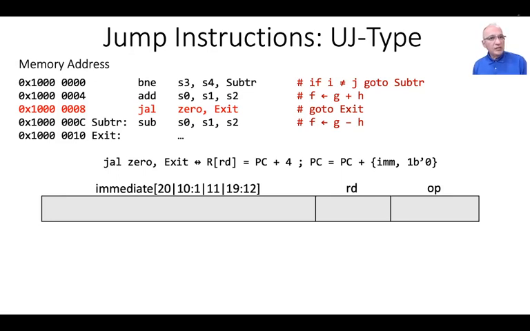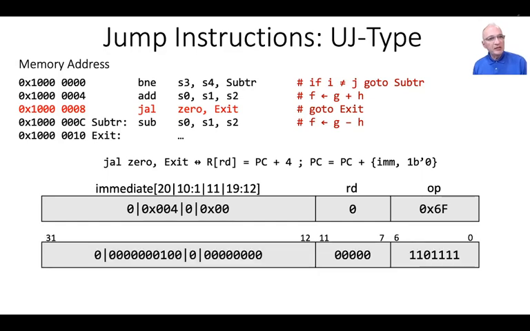As you notice on the screen, the immediate value for the UJ type is quite shuffled. The position of the bits is quite shuffled into the instruction. So for this example, this will be the specification for the immediate value. And the opcode for the jump and link instruction is 6F, and I specify that the destination register is register 0. So this would be the binary representation for the jump and link instruction, and in memory I will see this hexadecimal word.